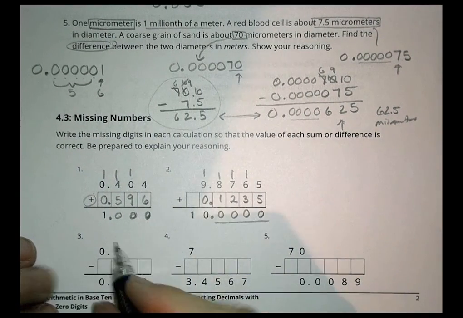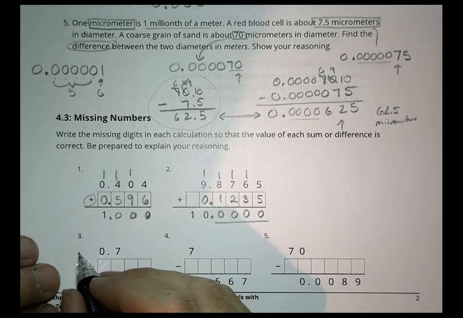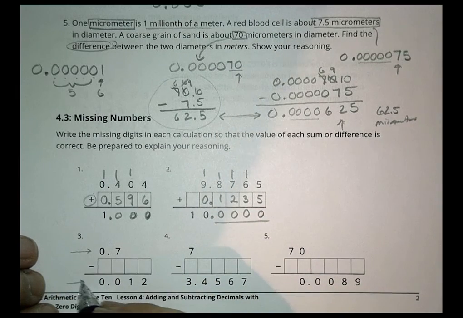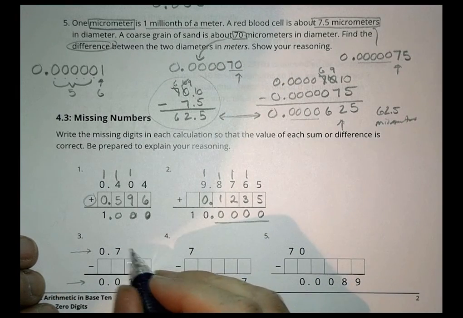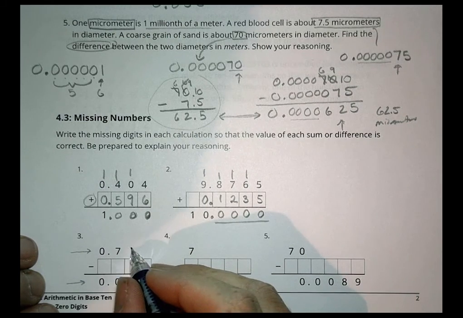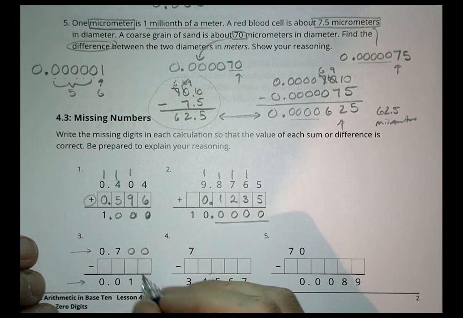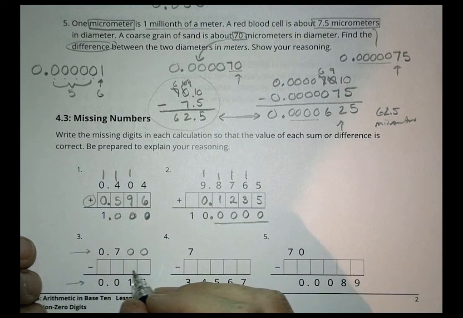We have 0.7 and nothing right there, so this is going to stay like it is, and this will stay like it is. The only thing we can do is add some other zeros to it, because I can't tell how do I get to a 2. I'm going to put some zeros here in order for me to be able to borrow from the 7 to get the proper solution over here.